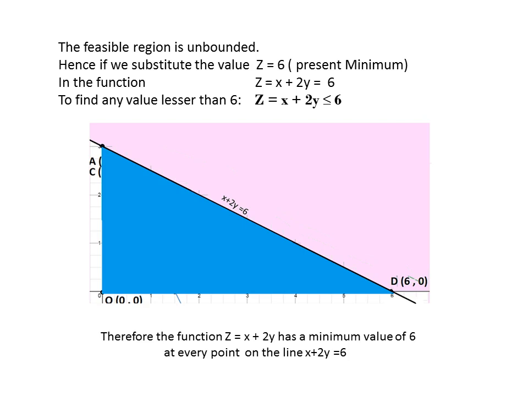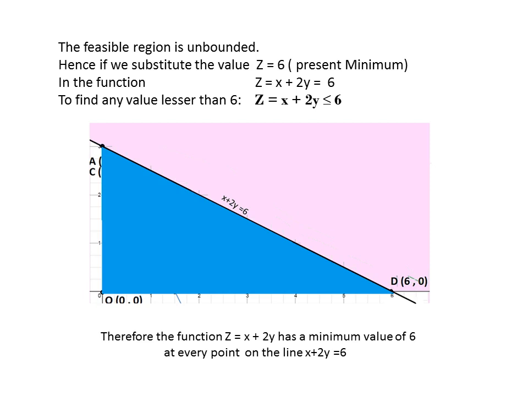Also, another thing to look at is that the feasible region is unbounded. We had a similar situation in question number 4, where the region was unbounded. In this case, what we do is we substitute the present minimum value, which is 6, into the objective function. So in the objective function z is equal to x plus 2y, we consider it equal to 6. To find any value lesser than 6, we will consider the inequality, which is in bold there in the fourth line, z is equal to x plus 2y less than or equal to 6.